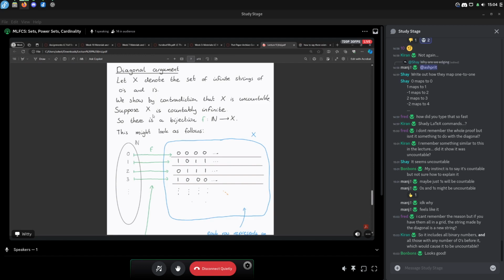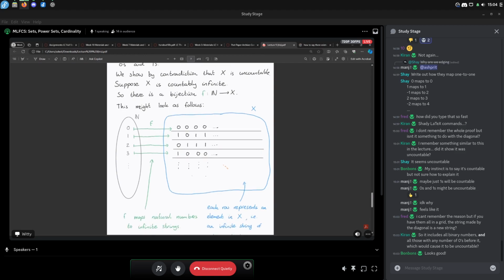So we suppose by contradiction that x is countable. We're going to assume first that it is countable. If we assume that it's countable, then we can later show by contradiction that it can't be. So there would be a bijection from the natural numbers to x, because that's what countable means, right? A one-to-one mapping between natural numbers and x.